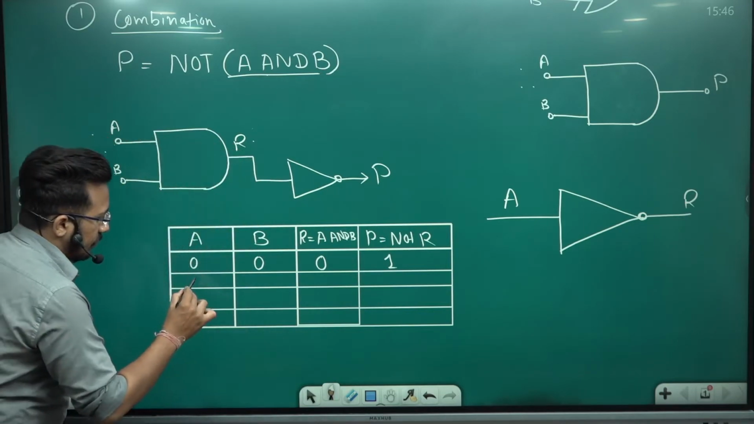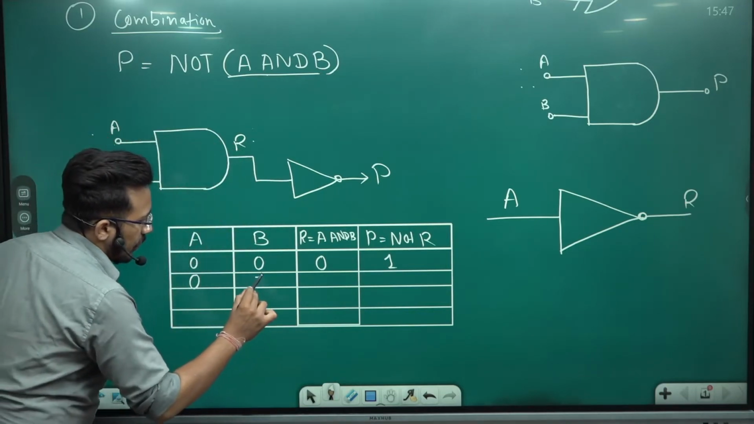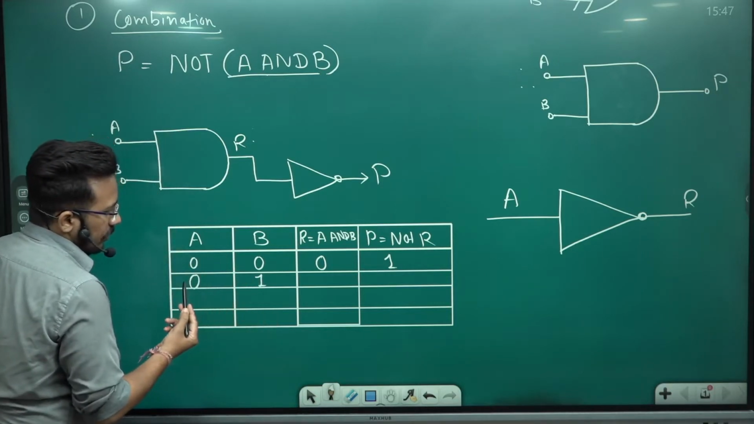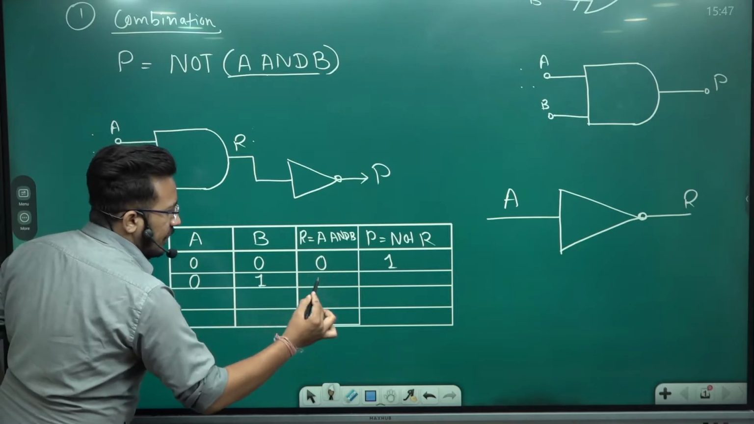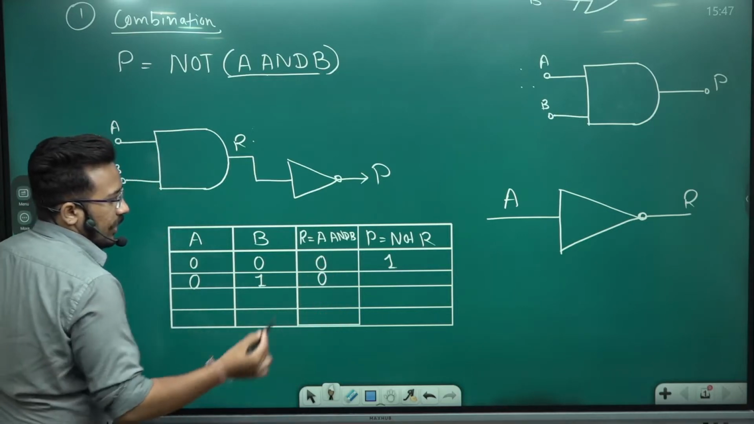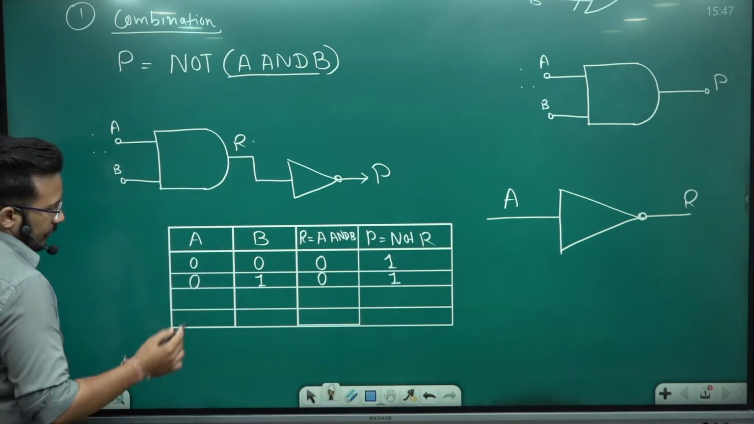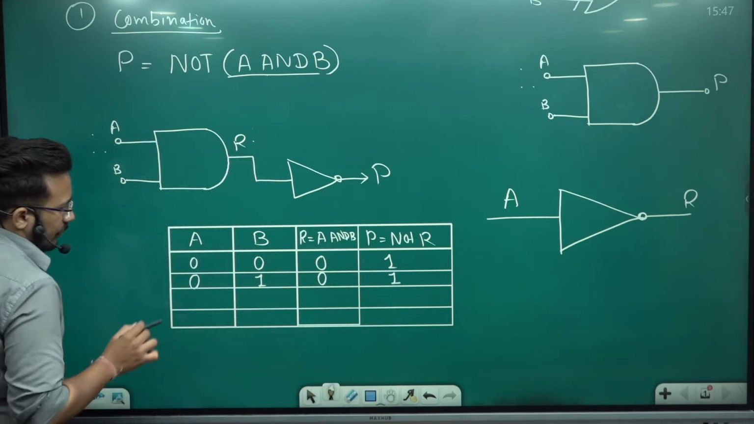Next, another option, 0 1. A is 0, B is 1. In this case also, A and B will result in 0, and this time also R will result in 1, or P will result in 1.